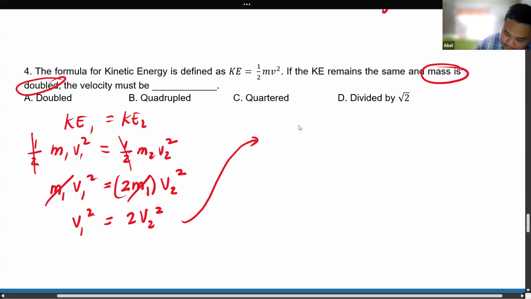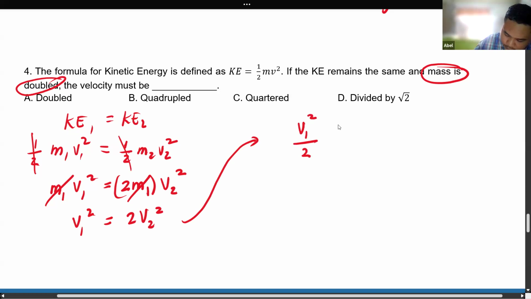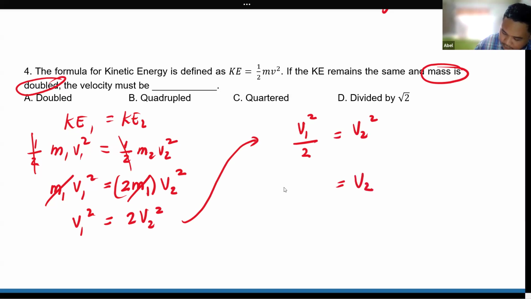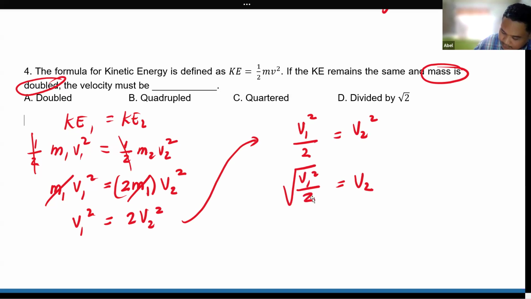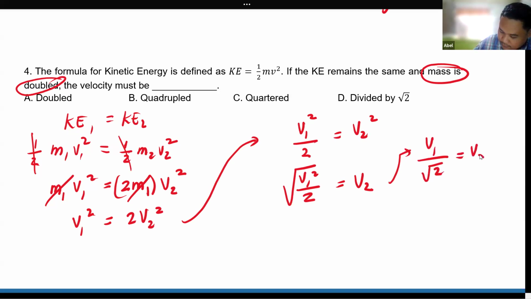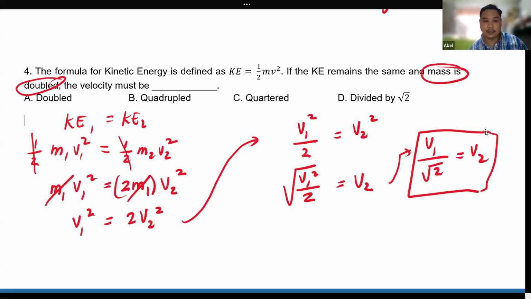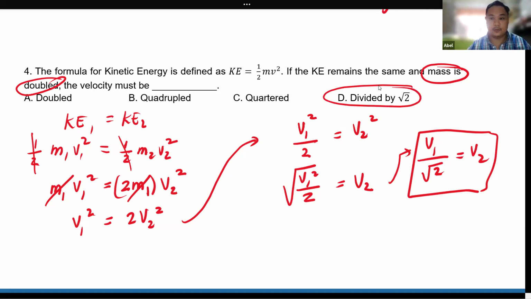Now, by looking here, we have V1 squared over 2 equals V2 squared. And then we get the square root of both sides. That would be V2 is the square root of V1 squared over 2. And then this can be further simplified as V1 over root 2 is equal to V2. And so what is now the answer here? That would be divided by root 2. Okay?